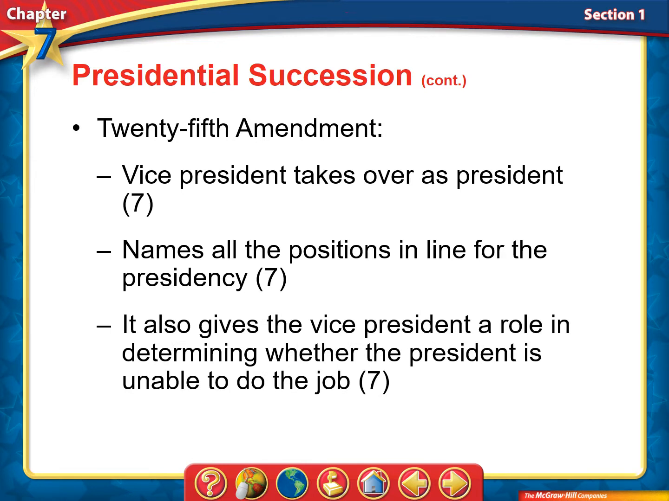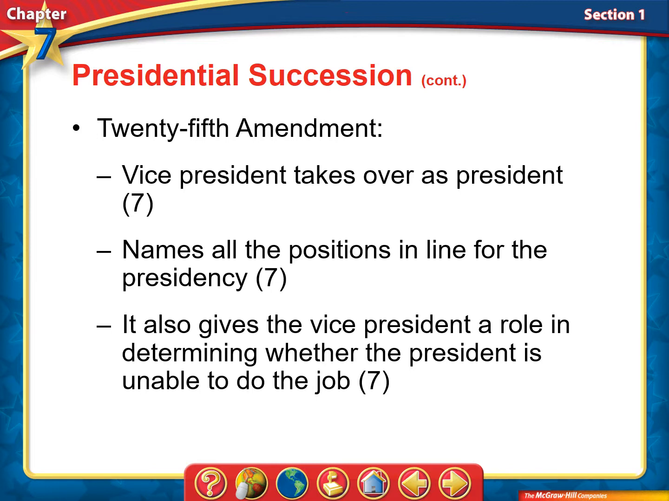It also gives the vice president a role in determining whether the president is unable to do the job. This is another one that, what if, most of the presidents that we pick are elderly. What if they began to display symptoms of dementia or mental illness? Well, that person might not recognize that in themselves. They might receive the diagnosis and disagree. They might feel that they are perfectly capable of making the decisions and serving in the office of president, whereas the vice president might disagree.